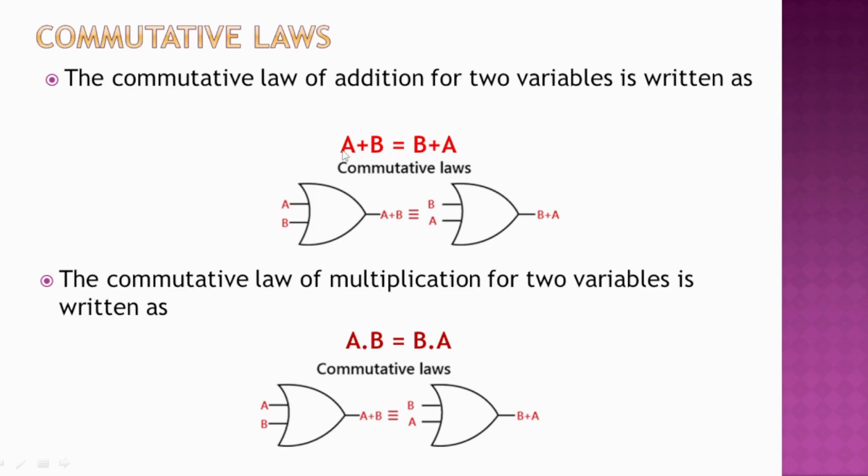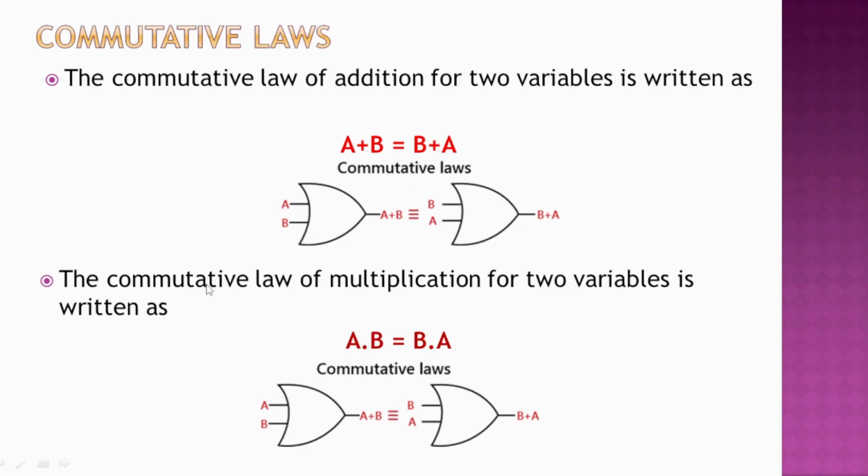For example, if we are given A equal to 0 and B equal to 1, and we do the addition operation, we get a value of 1. 0 plus 1 is 1. On the right hand side, B is 1 and A is 0, and if we perform the addition operation, we get a value of 1. Finally, LHS is equal to RHS.